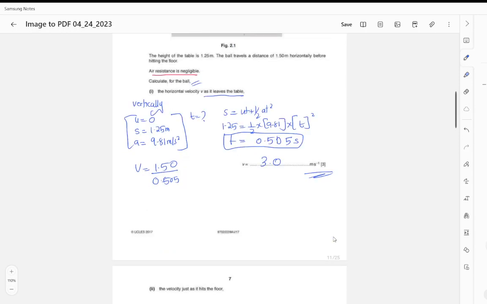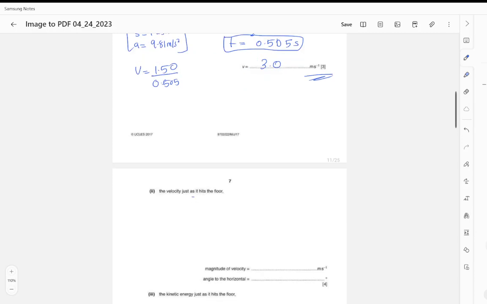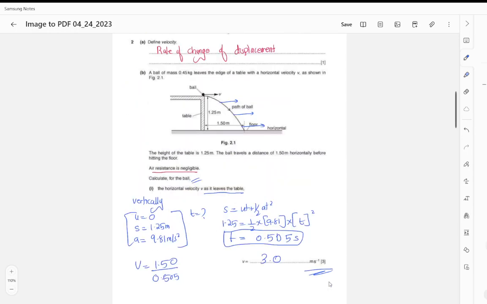Okay. Next step. The velocity just as it hits the floor. Now, this is a very smart question. You need to find the velocity as it hits the floor, and there are two components that you need to deal with. One component we already have, in the horizontal direction, which is 3 meter per second. But additionally, we need to find the vertical component as it collides with the floor. When we have this component, we can use Pythagoras theorem to find the final velocity. So let's just do it.